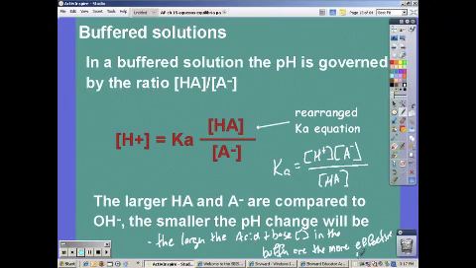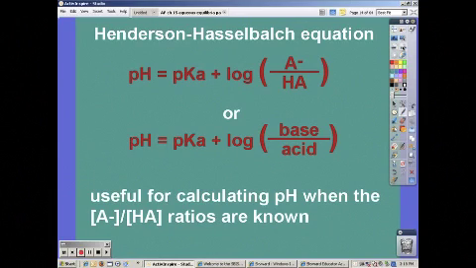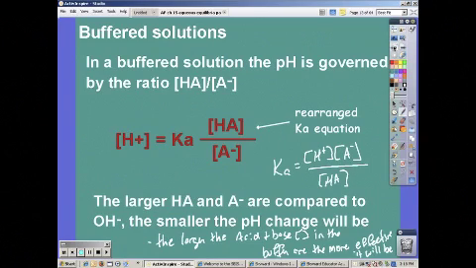Okay, and the larger the acid and base concentrations in the buffer are, the more effective it's going to be. The more acid or base you can add to it and the pH not change. So the Henderson-Hasselbalch equation is useful for buffers when you know the acid and base concentrations. It's pH equals pKa plus log of base over acid. Okay, you can use the top equation or the bottom. They both mean the same thing.